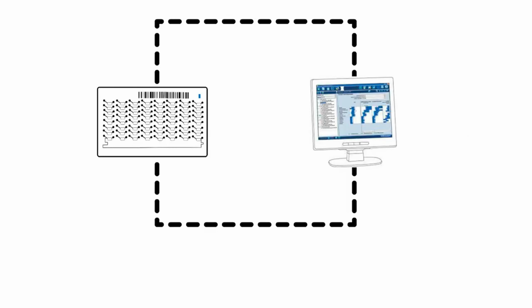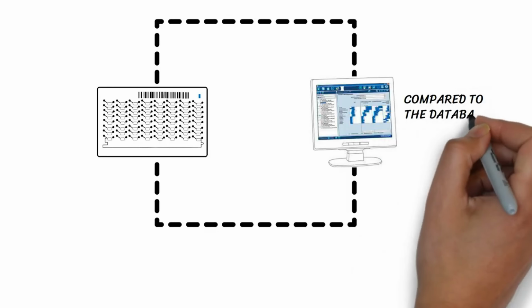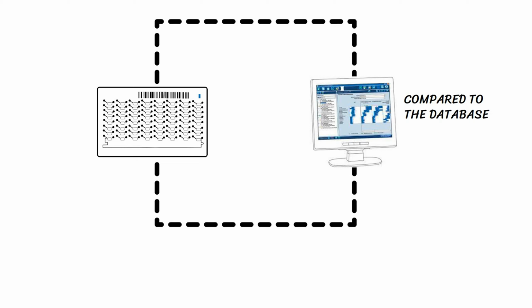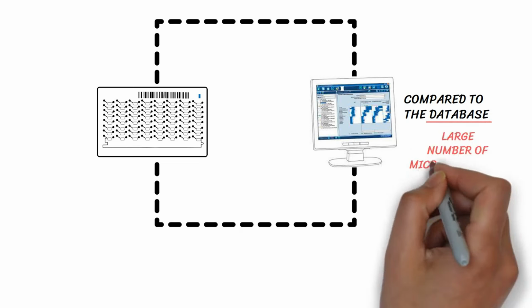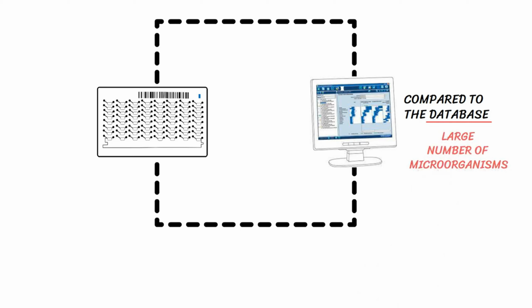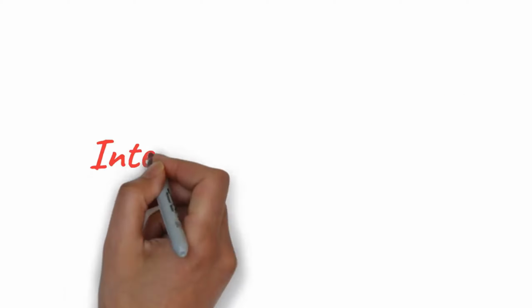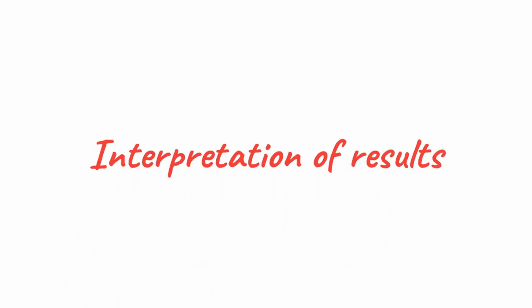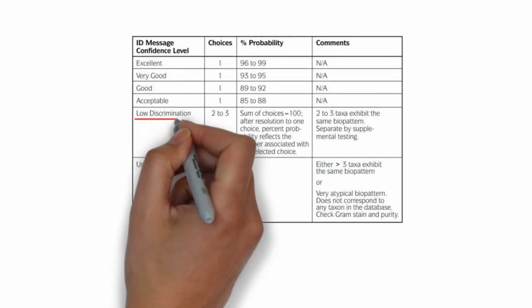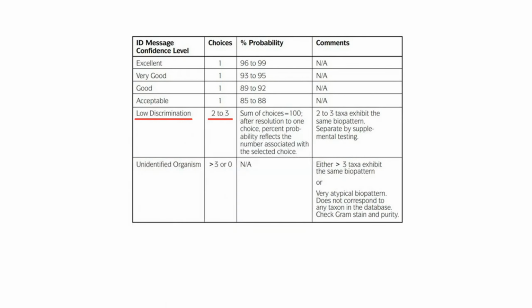The test reactions are then compared to the database of the system to determine a close value. The database of the system is constructed with a large number of microorganisms. The identification levels may differ based on the recognition of the test microorganism against the database. In the case of low discrimination identifications, 2 or 3 possible choices are listed in order. This occurs when the biopattern is the same for the species listed.